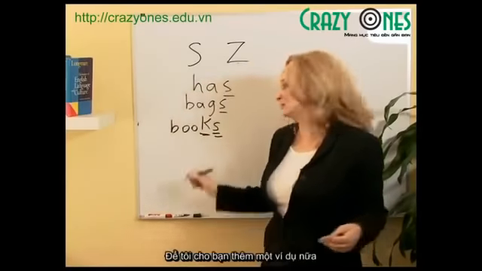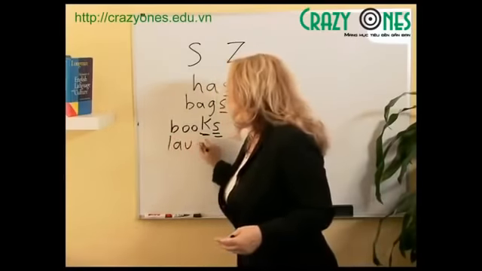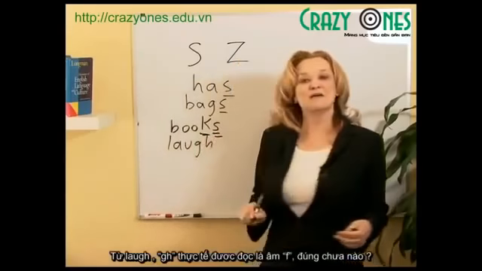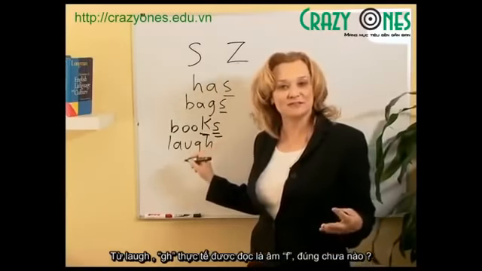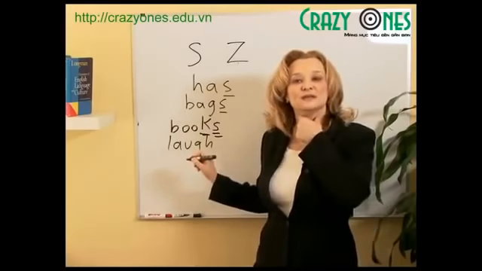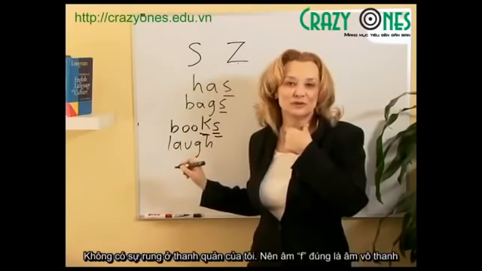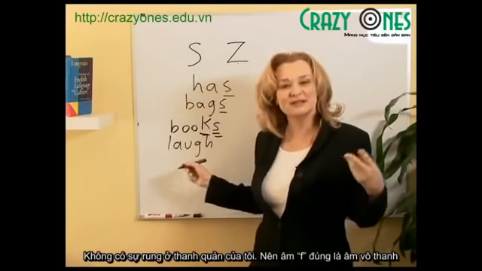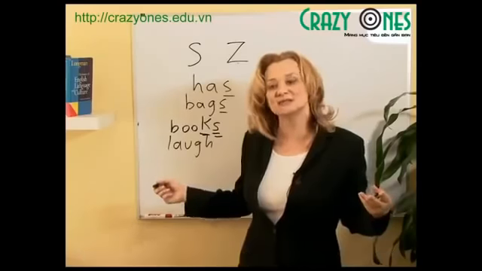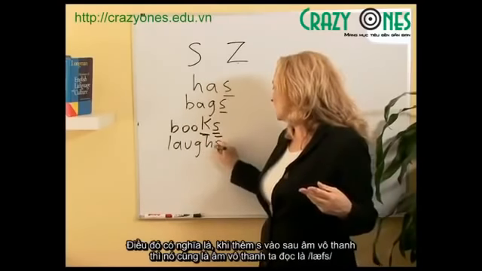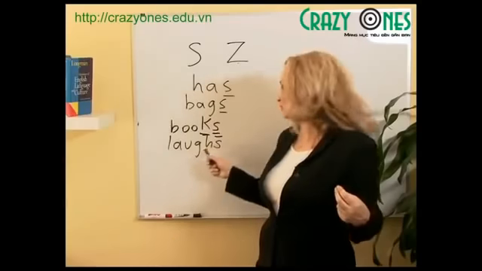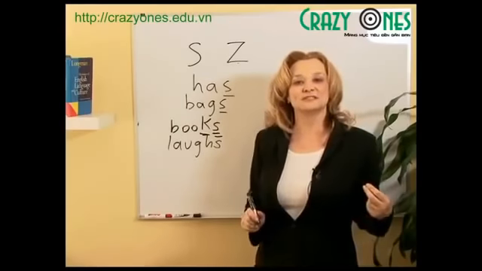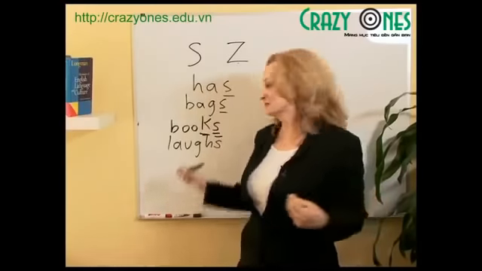Let me give you another example. The word "laugh." This GH is actually an F sound, right? F, f, f. There's no vibration in my vocal cords, so the F is actually a voiceless sound. So that means the S that follows it will also be voiceless, and we will say "laughs."